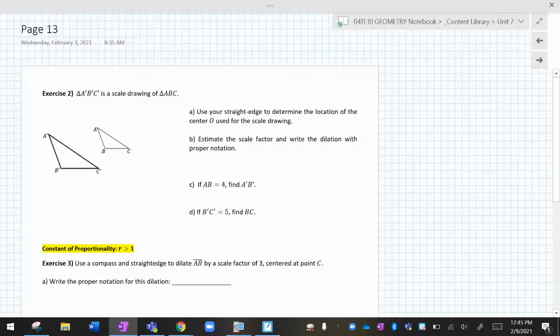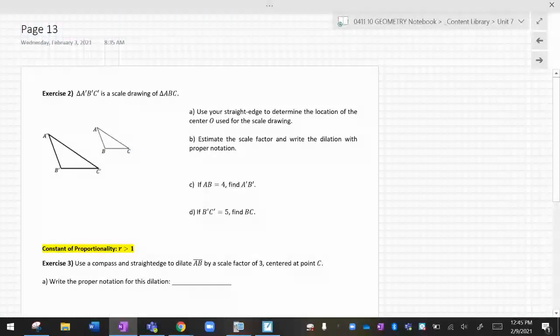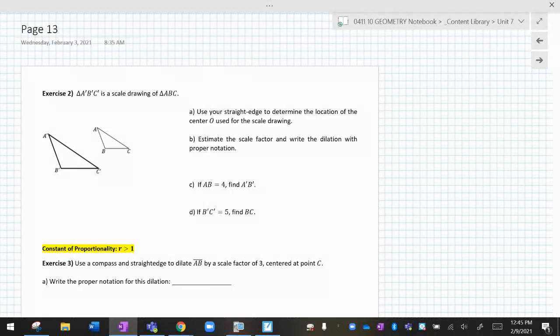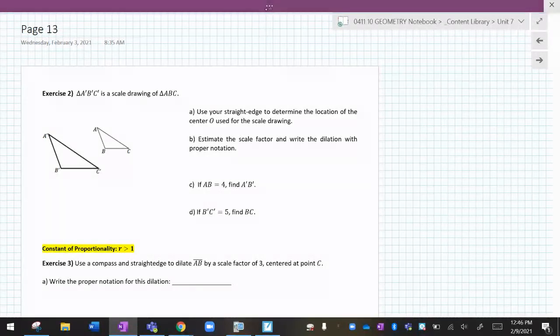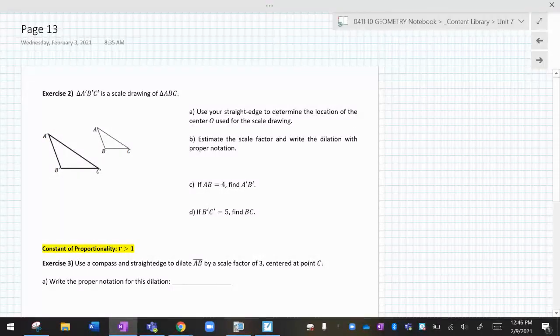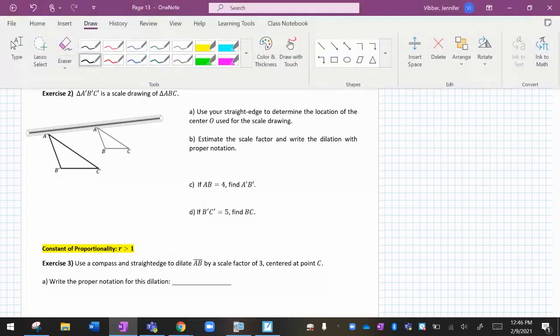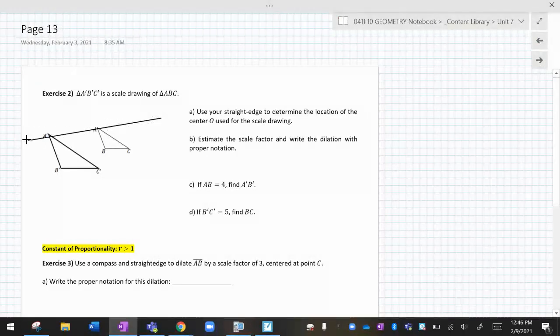Okay, we're going to practice it right now. A prime, B prime, C prime is a scale drawing of ABC. Okay, I can believe that. Use your straight edge to determine the location of the center. Okay, so with your ruler, I'm going to use a straight line tool, but with your ruler, you're going to connect A and A prime and then keep going. So A and A prime connect kind of like that. And I'm supposed to keep going, but of course this is not cooperating.